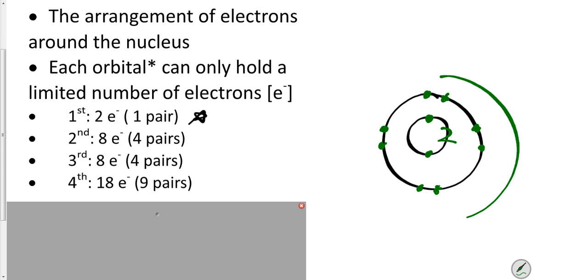I normally go clockwise around and start at the top. You could start at the bottom and go counterclockwise around. It doesn't matter as long as you're consistent. The biggest thing is if this orbital doesn't actually have 8 electrons in it, let's say it only had 6, this would be incorrect.